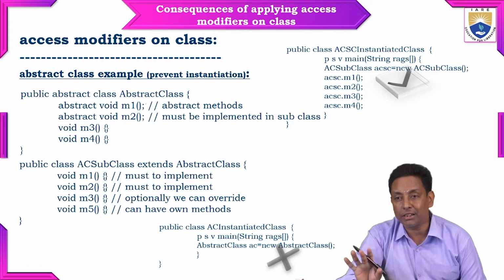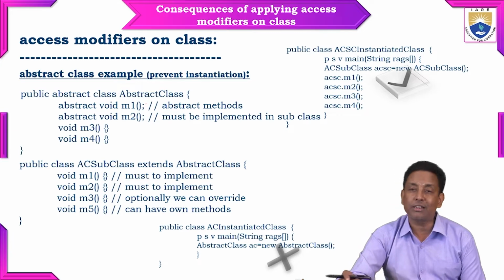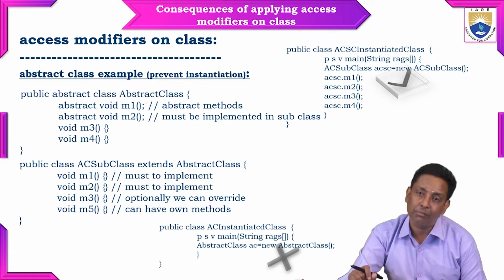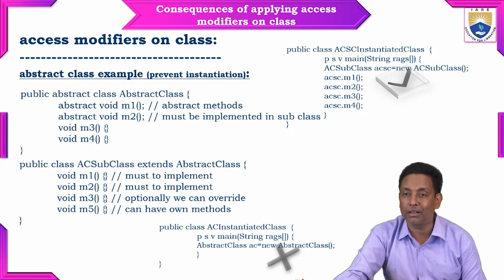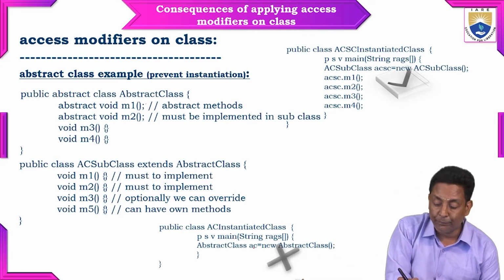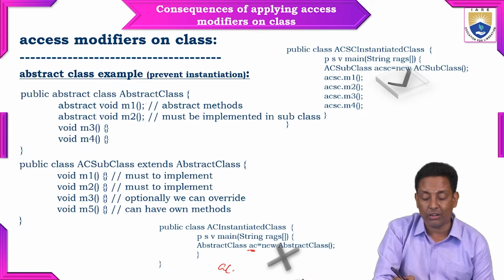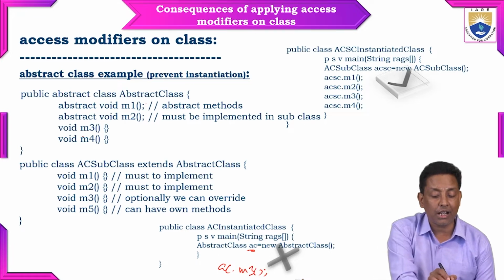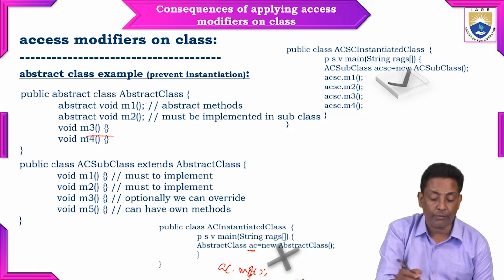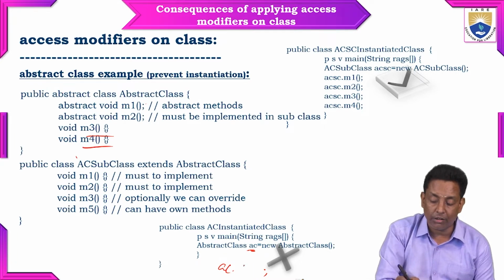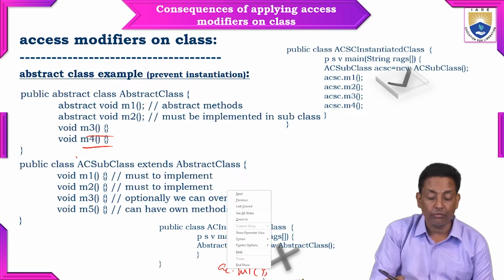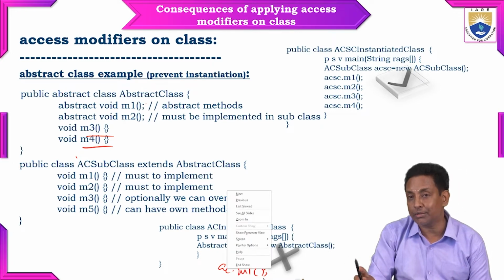Abstract classes cannot be instantiated. Why? Because the class is not fully implemented; it has some abstract, unimplemented methods. Suppose you allowed instantiating an abstract class, and the client invokes ac.m3. No doubt, M3 has an implementation, so that output will come. M4, that output will come. But suppose the client invokes ac.m1, what output do you give? Because the M1 and M2 methods are abstract.